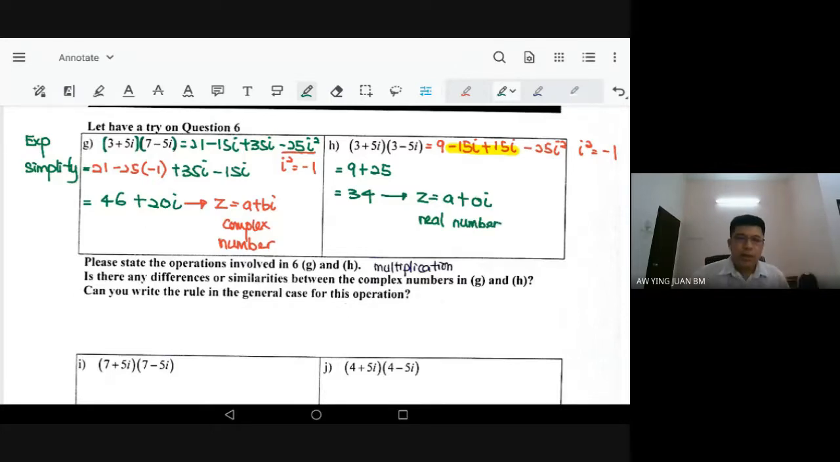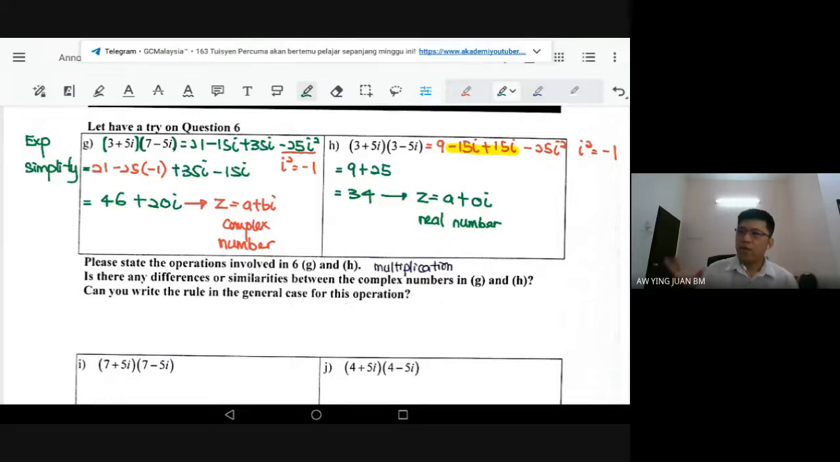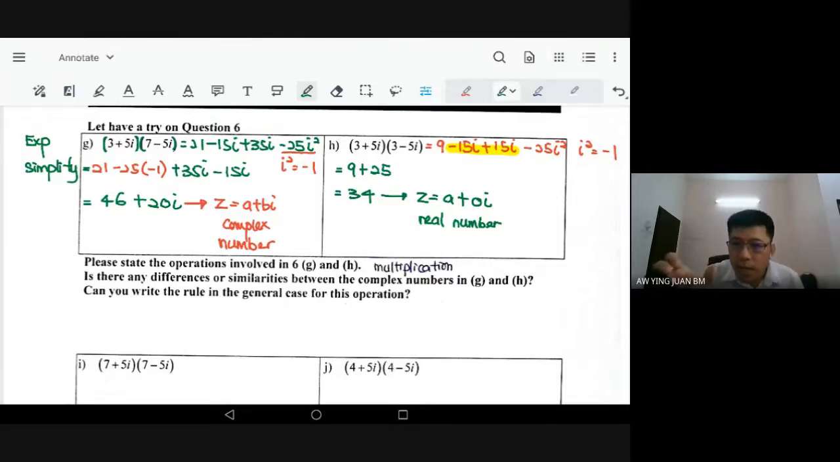For the G, it's a multiplication. For the H, also the same, multiplication of two complex number. Refers to the product. For the G, the product is complex number. For the H, the product is a real number. So, kita ada dua elemen. Tengok yang bawah. State the operation involved in G and H. So, saya menjawablah. Multiplication of two complex number.